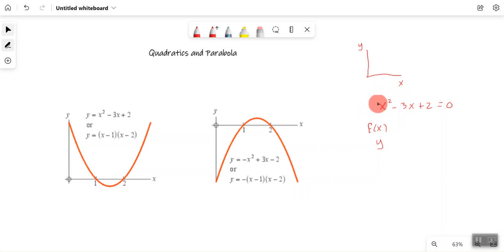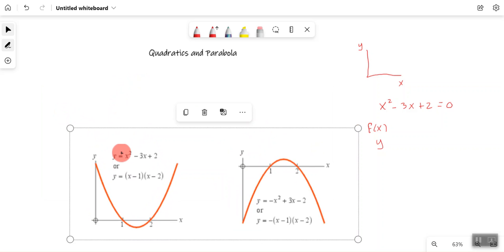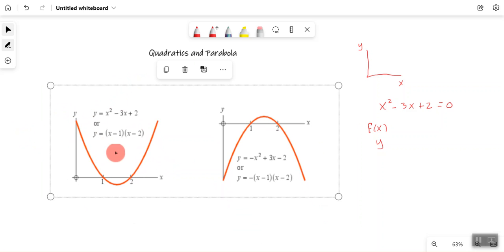So in order to figure out what the value for y is, we can put a value into this expression, and it'll give us out the value for y. Then we can plot this on a graph that looks something like this. Generally, quadratics, when you plot them on a graph, will have this particular shape.